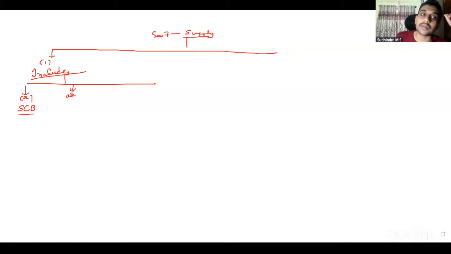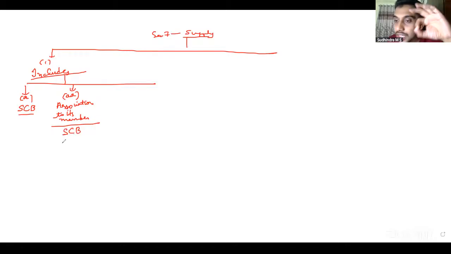Then 7(1) was about association of persons or members for individuals, its members. Perfect. Now here, what are the parameters that we have to satisfy? For value. All the 3 parameters, SCB, correct? So all the 3 parameters have to be satisfied.